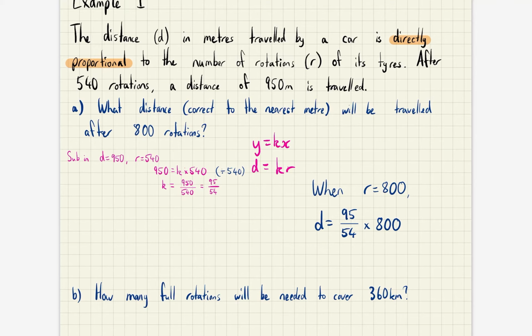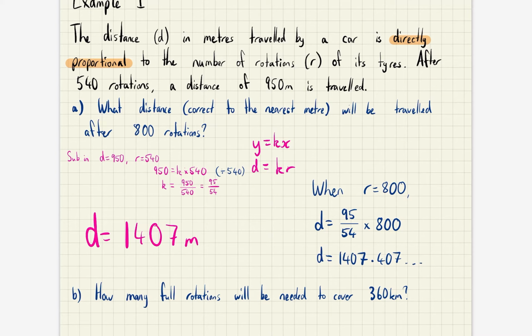And this time I will go to the nearest meter because that's what it asked for, but I'm going to write it to a couple decimal places first. So my distance is equal to 1407.407, and so on. So my answer, which I'll write on the left here, my distance is 1,407 meters.